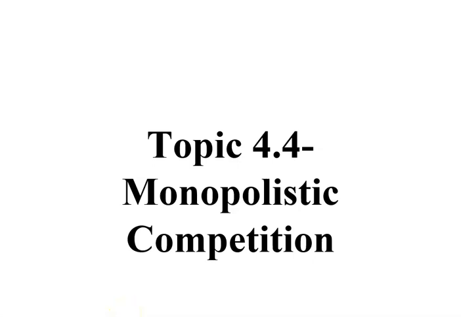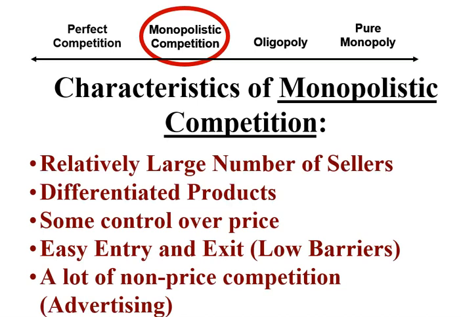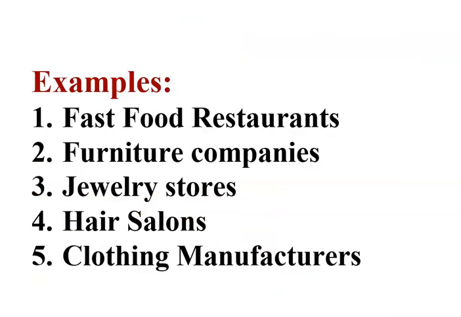In this video, I'm going to cover monopolistic competition. Characteristics of this competitive structure are there are relatively large numbers of sellers, differentiated products, there's some control over price, easy entry and exit, and there's a lot of non-price competition or advertising. Examples of firms in this market structure are fast food restaurants, furniture companies, jewelry stores, hair salons, and clothing manufacturers.